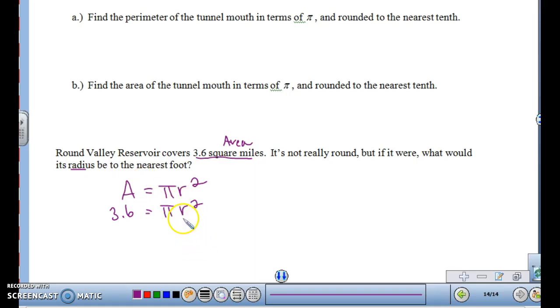So to solve for r, we've got to get it by itself. So we're going to divide by pi. So we get r squared is equal to 3.6 over pi. Now, I'm not going to evaluate pi, I'm going to put that in my calculator, so I'm going to leave it as is right now. To solve for r, I've got to take the square root of both sides. So I'm going to take the square root of r squared, and the square root of 3.6 over pi, excuse me. So this is what I'm going to put in my calculator.